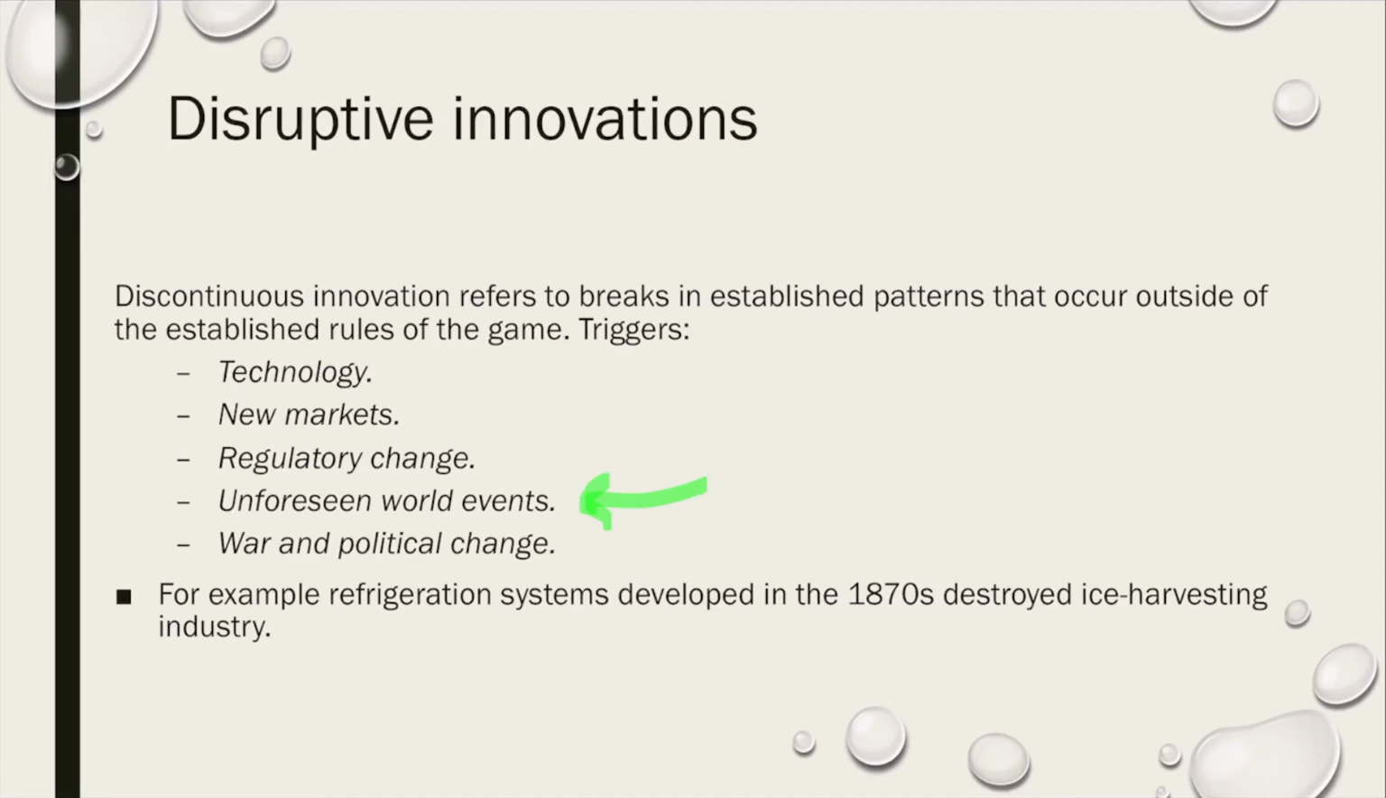But for those who see change coming, whether it's through technology or markets or what you see here, world events, those who are astute, those who are watching and alert will see these changes and be able to adapt to them. Now, one of the examples that they give you is the refrigeration systems developed in the 1870s. That destroyed ice harvesting and that industry, and you probably never heard that there was an ice harvesting industry. Well, there was.